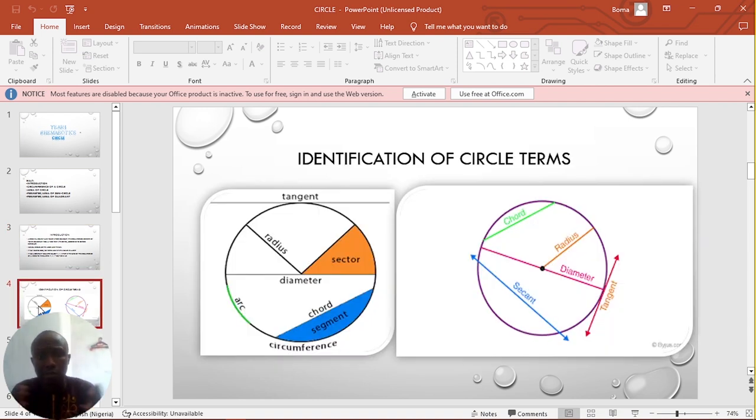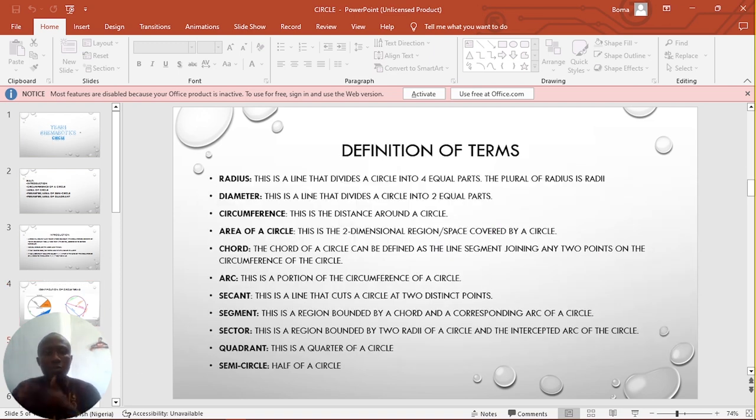Now, identification of circle terms. First, we have what we call the tangent, the radius, the sector of the circle, the diameter, the arc, the chord, the segment, and the circumference. So these are terms we are going to define in the next slide. So I'm moving straight to the next slide where we are going to define some of these terms.